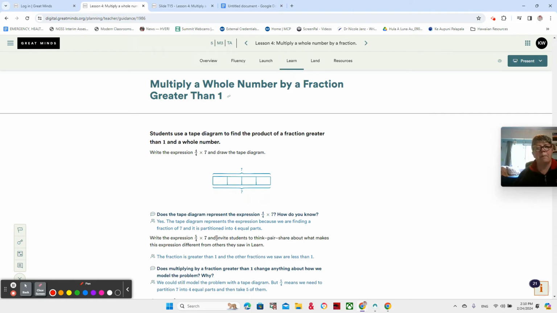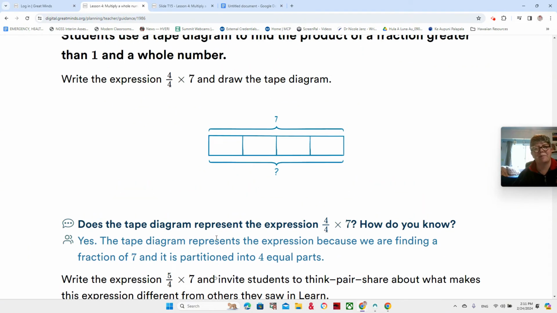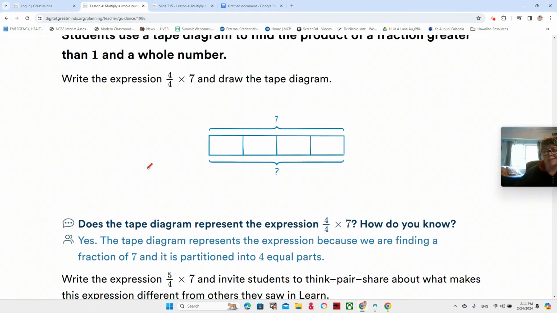Now let's think about 4/4 times 7. Now notice 4/4, right? So that's 1, 2, 3, 4 of those. Yeah? So what would 4/4 of 7 be equal to? That would be equal to 7, right? Because basically they're saying 1. 1 of 7. Well, yeah, that would be 7.